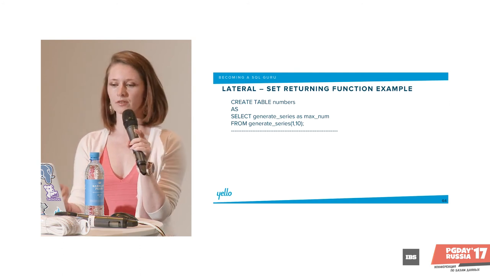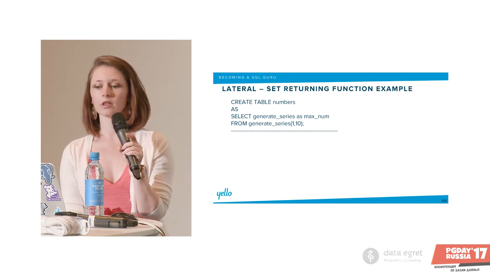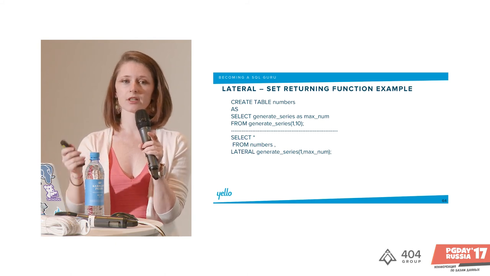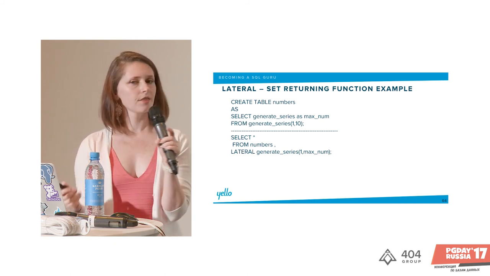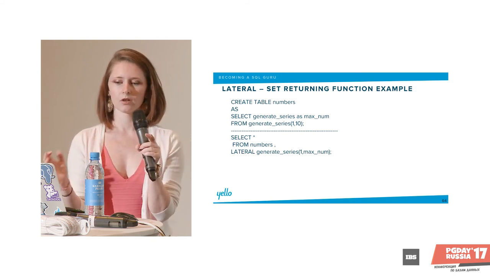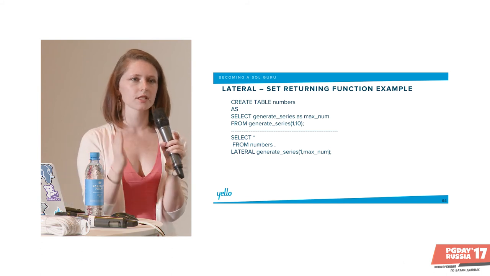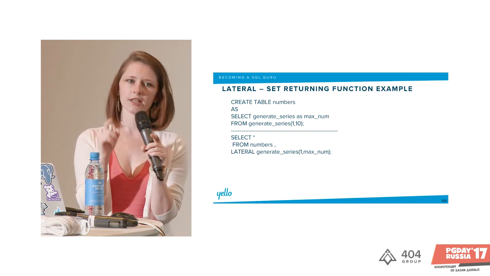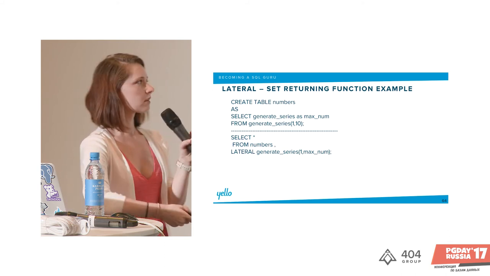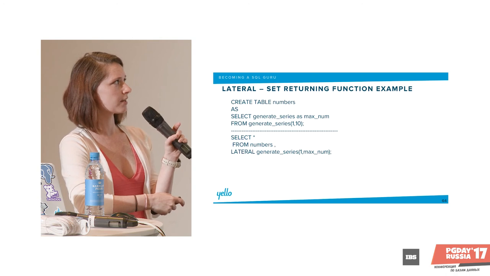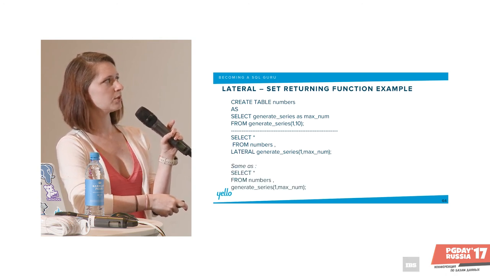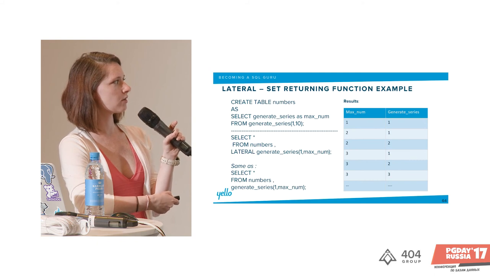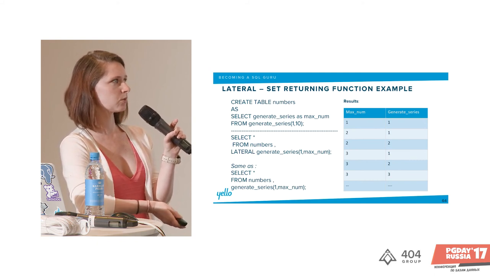So let's say we have a set returning function. I want to start out by creating a table that has a list of numbers from 1 to 10. So I'm going to do select generate_series from 1 to 10. Then I want to produce an output that pulls in the original list of 10 IDs and uses each of them within the set returning function to generate a series and uses that number as the maximum number. So I can select from numbers, lateral join my generate_series from one, but this time using the max number from the numbers table as the ending. And I can also do this the same way without specifying this lateral. And we'll get something like this.